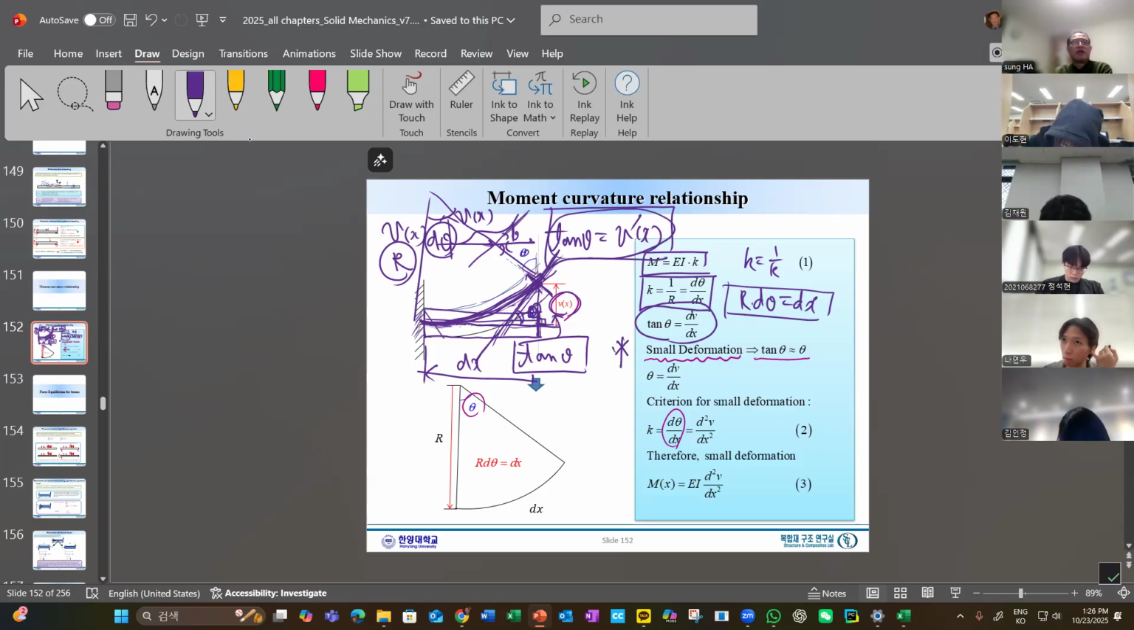Now, this is the assumption we are making, okay? The assumption we are making is small deformation. What does it mean, small deformation? If the deformation is small, tan theta can be approximately given as just theta. Okay, tan theta is given as theta. So tan theta is dv/dx. So we can simply say theta equals dv/dx. I'm going to just delete other things.